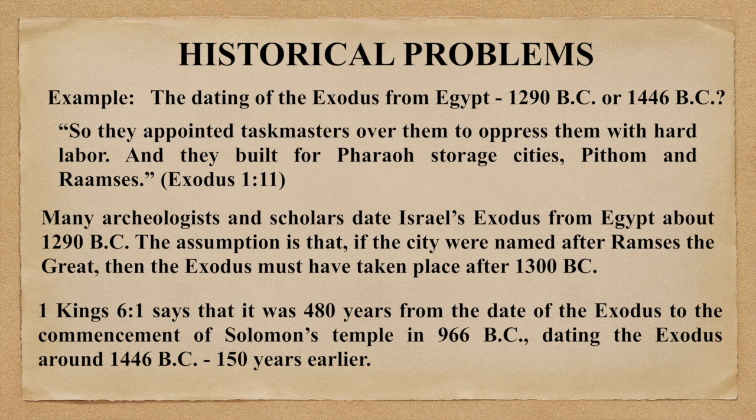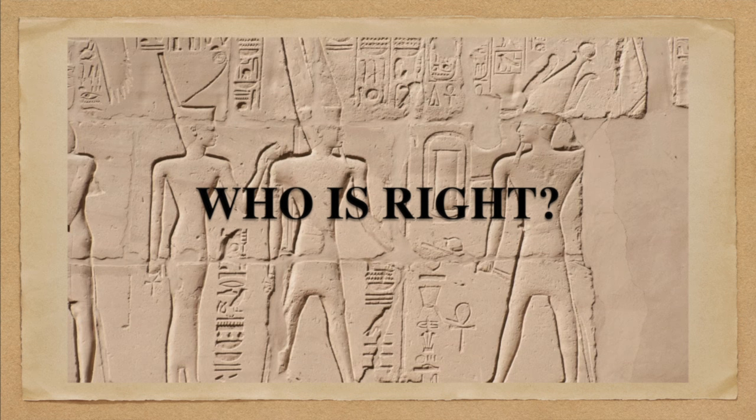However, 1 Kings 6:1 says that it was 480 years from the date of the exodus to the commencement of Solomon's temple in 966 BC, dating the exodus around 1446 BC, 150 years earlier than supposed. So what is right, the Bible or these scholars?